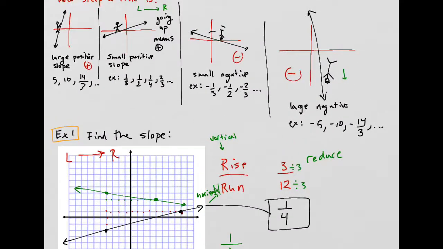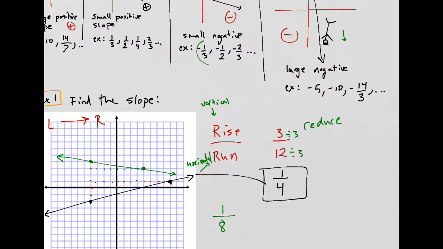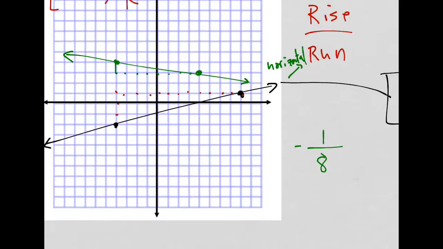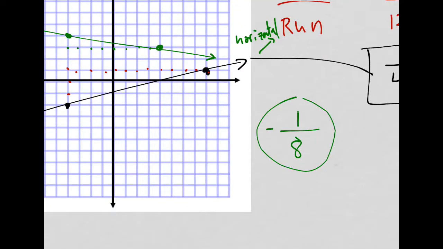This looks like that. It's negative. Oh, and it's a small one. So I have to make sure I have negative. Another way to remember it is, oh, I had to go downwards and then to the right. So, yeah, that's negative. That's for the green one.